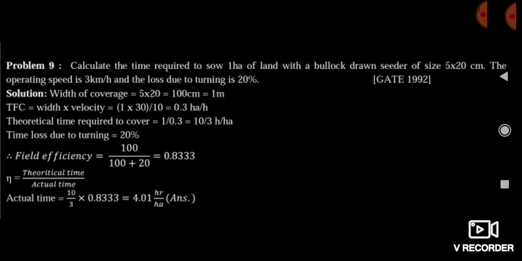So our theoretical time is 10 by 3, and we divide it by 0.833, and we get 4.01 hour per hectare. Friends, by mistake it is written with a multiplication sign, but it is not multiplication, it is the division sign, because you can see in the formula that efficiency is equal to theoretical time by actual time. So actual time is equal to theoretical time by efficiency. So 10 by 3 divided by 0.833, you will get the answer, that is 4.01.